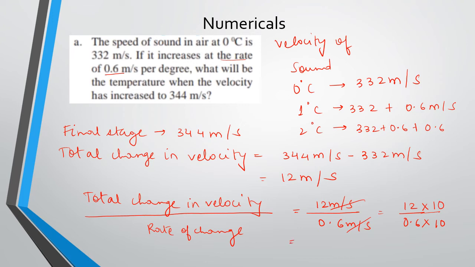So that goes up as 12 into 10 is 120, and as we got rid of the decimal, it became 6. So 6 ones are 6, 6 20s are 120, so that is 20 degree Celsius. So at what temperature would it be 344 meter per second? It is at 20 degree Celsius.